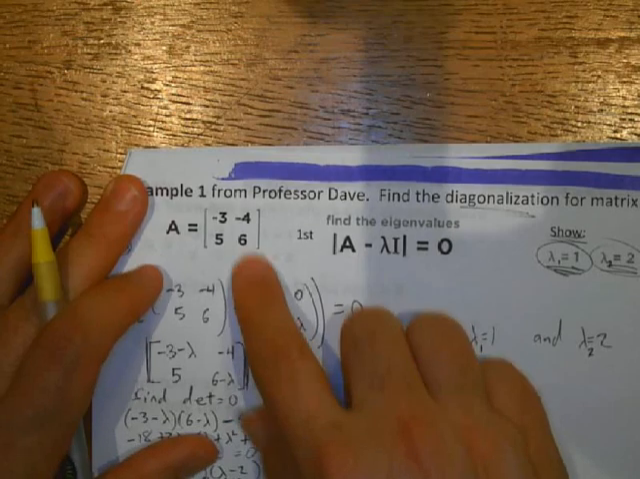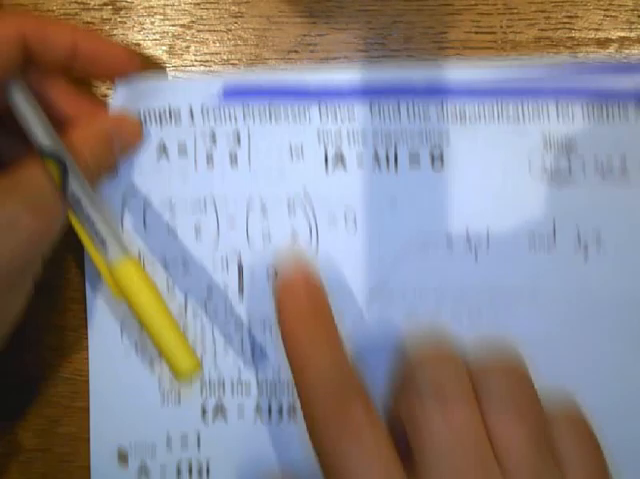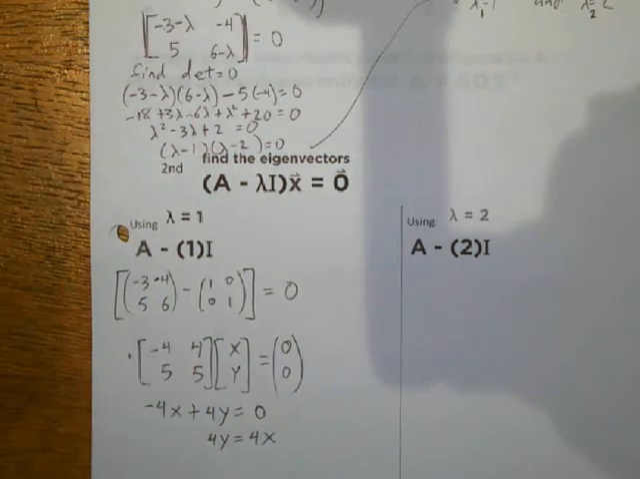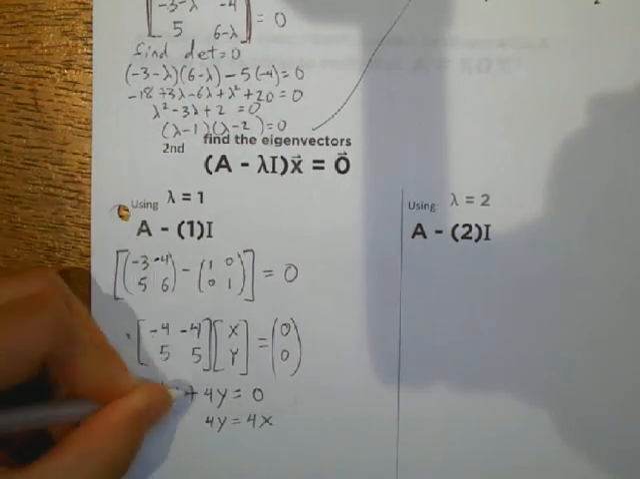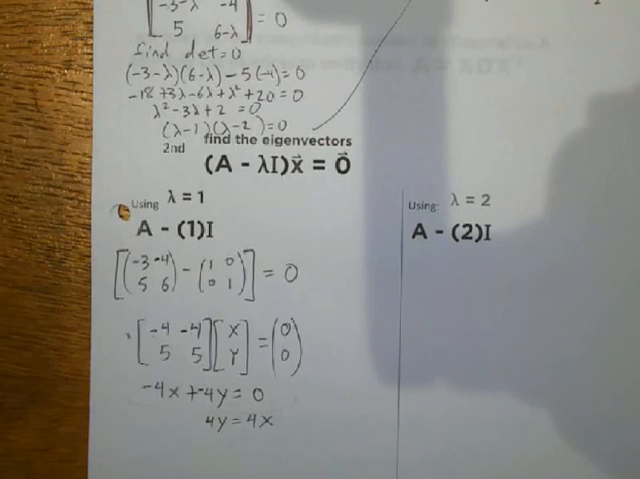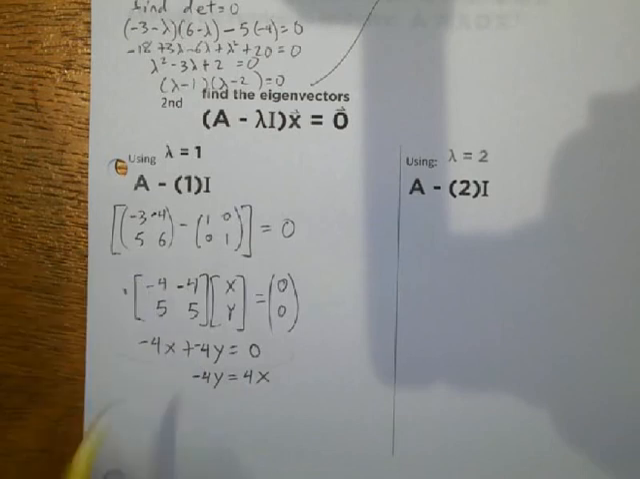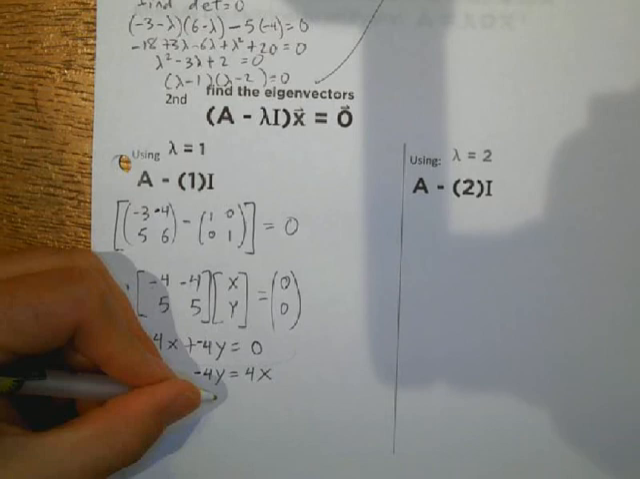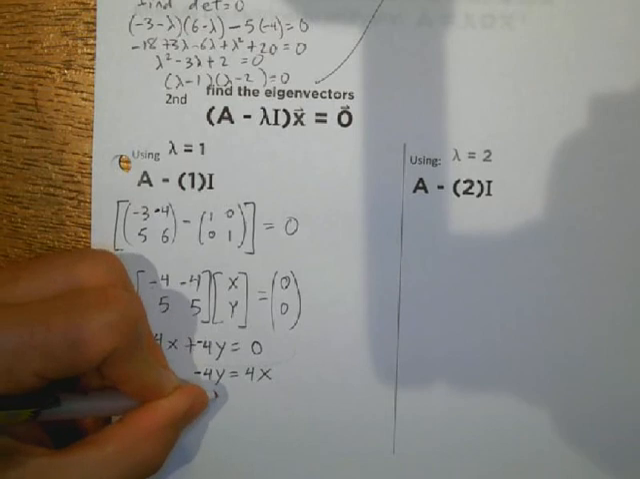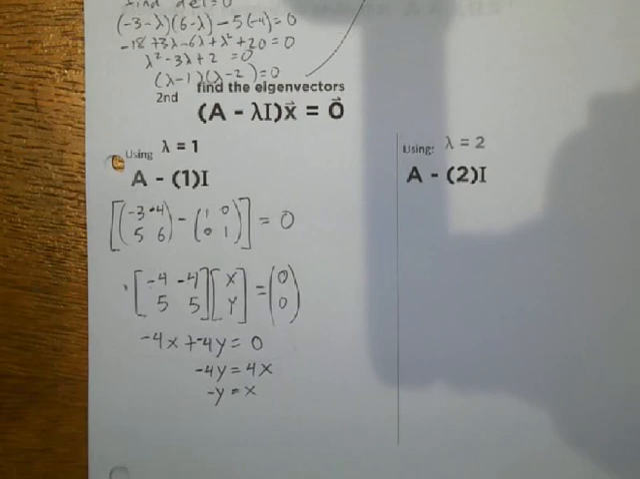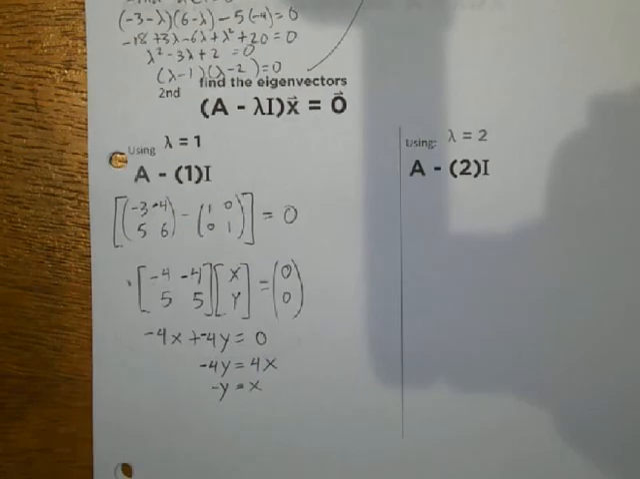Notice this is negative 4. Oopsies. Okay, so this should be negative 4. This should be negative 4. And that should be negative. And this should be negative. And so then I simplify that, and I get negative y equals x. Good thing I noticed that. Good thing I made an answer key before I even started this. Caught my mistake.